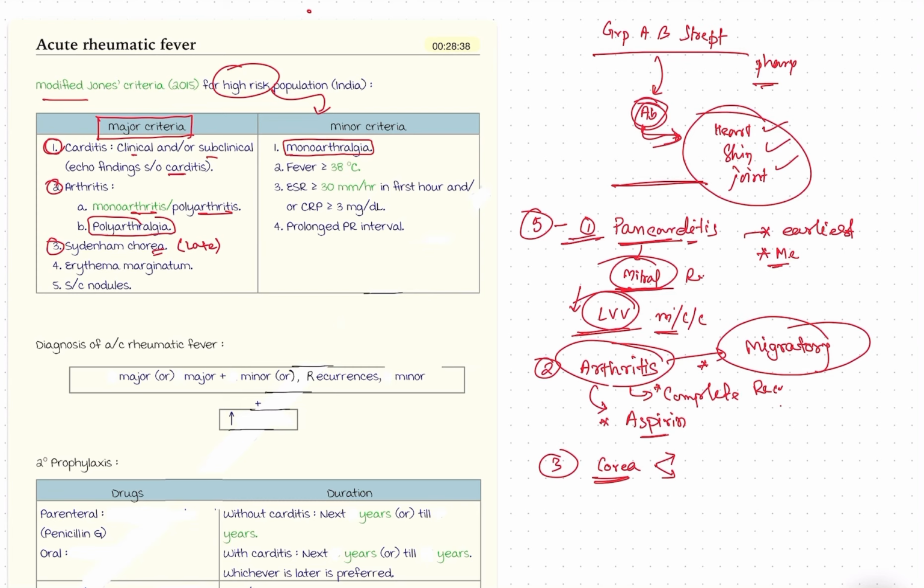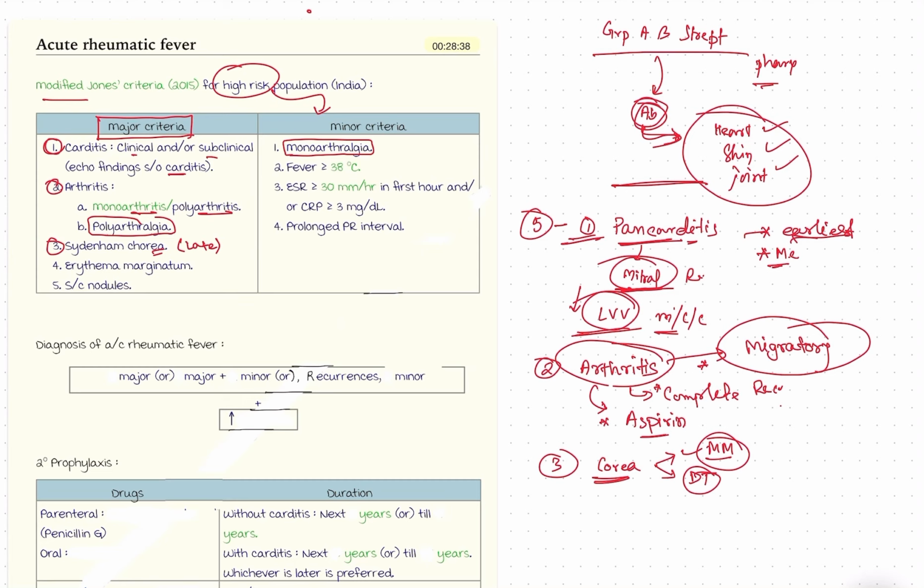When the patient is asked to grip someone's finger, there will be alternate tightening and loosening of the grip, which is the milkmaid sign. Also, the patient cannot hold the tongue in a protruded position when the examiner asks to protrude the tongue, which is known as the darting tongue sign. So the milkmaid sign and darting tongue sign are seen in Sydenham's chorea, that is the late manifestation, and it is self-resolving.